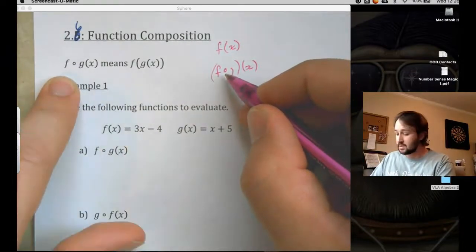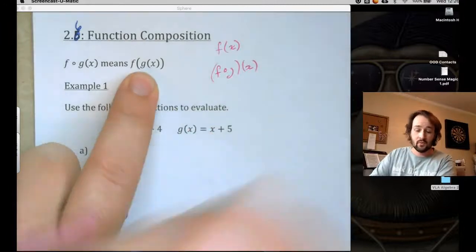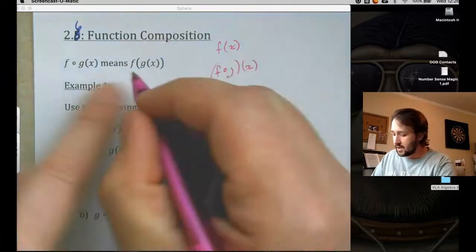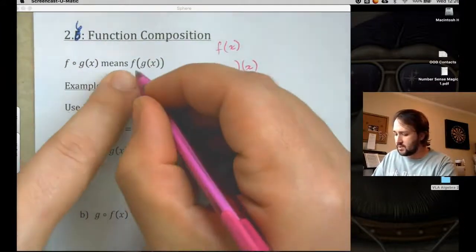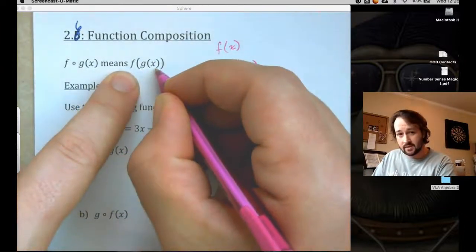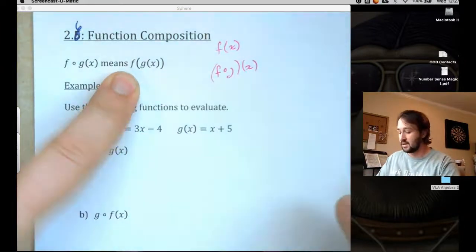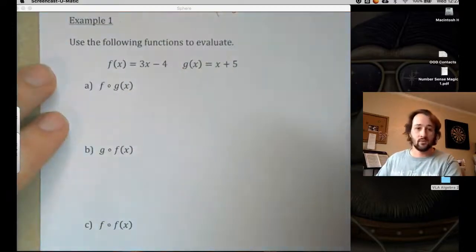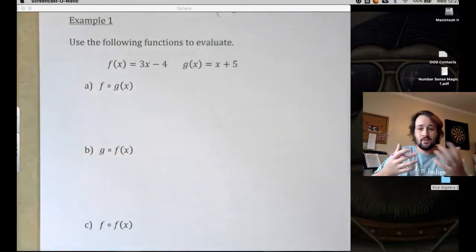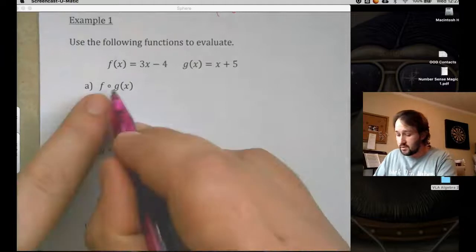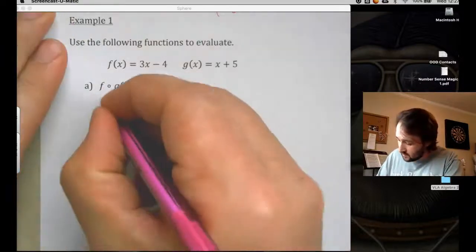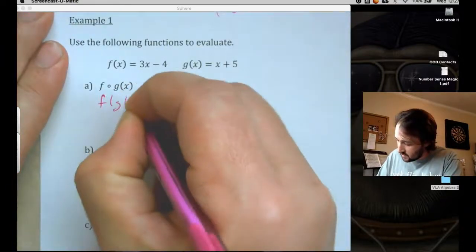It's used a lot in business. You guys will see it as you move forward in math. So f of g of x means to do f of g of x. All right, now let's see how this actually plays out and how we do this stuff. So with example 1, really there's no explanation to this stuff. You just need to know that this means to do f of g of x.